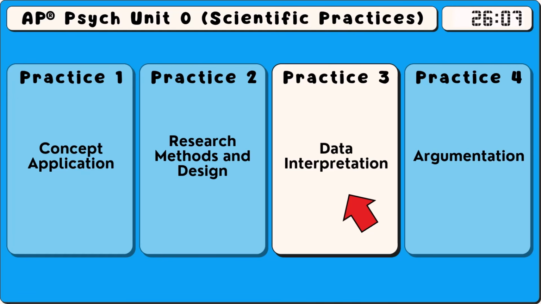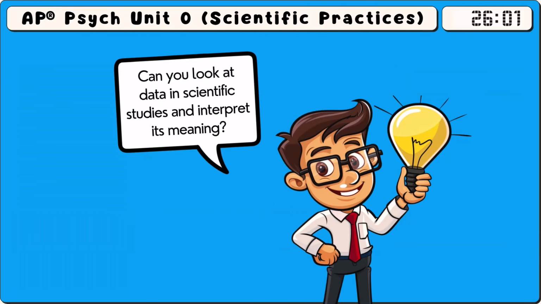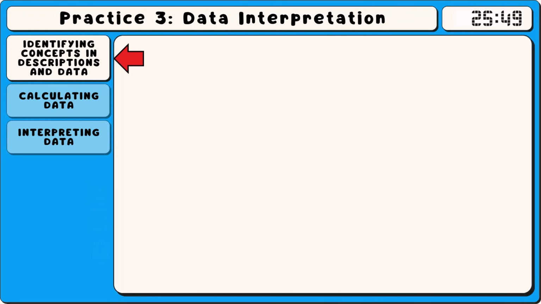Let's move on to the third scientific practice, titled Data Interpretation. This section is all about looking at the data in scientific studies and interpreting its meaning. It's important for all parts of the exam, including the MCQs, the AAQ, and the EBQ. In this section, we need to cover how to identify concepts in descriptions and data, how to calculate data, and how to interpret data. Let's start with identifying concepts.